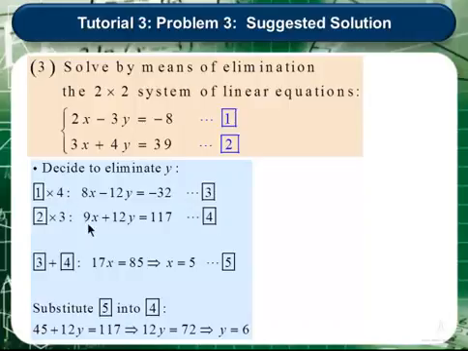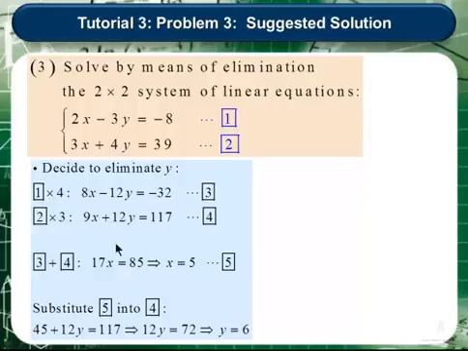So check it out, make sure that you agree with the generation of equations 3 and 4 if we multiply as indicated on the screen. Okay, the next step would be to add, because one term is negative and one term is positive with the same coefficient, in this case 12. We eliminate the unknown y, adding the x terms together we get 17x, adding the constants on the right hand sides of equations 3 and 4 together we get 85. Make sure that you agree with that.